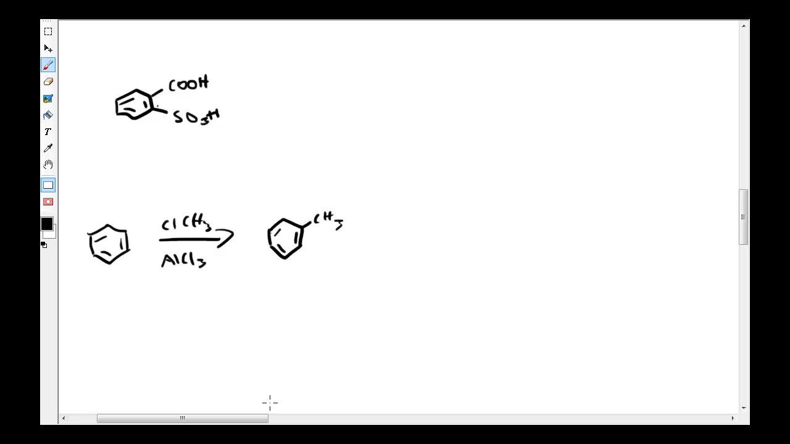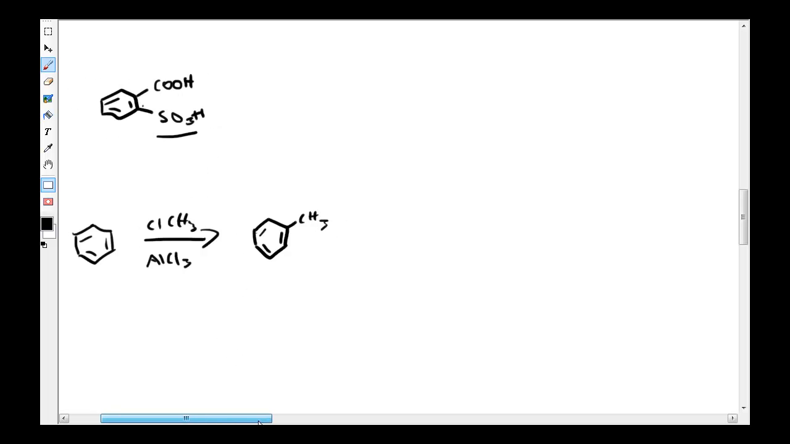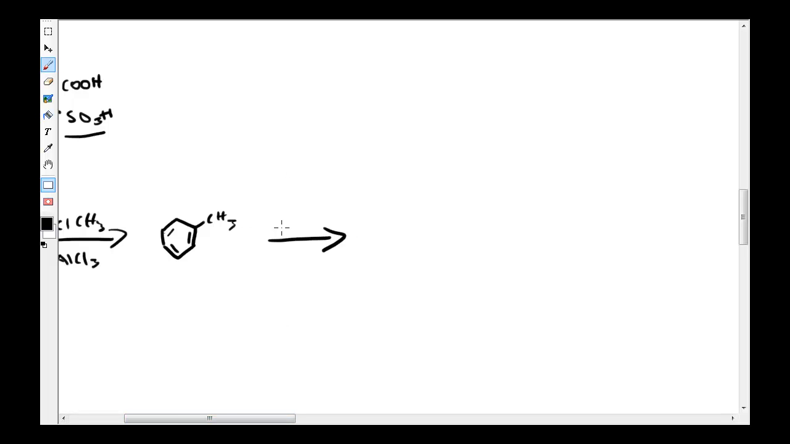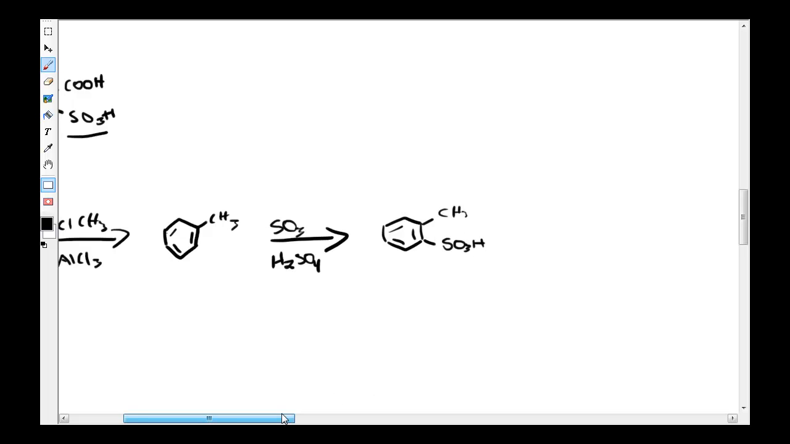We know that methyls or any hydrocarbon is going to ortho or para direct, and looky here, we want to para direct, or ortho direct, sorry. So now we can just go ahead and put on our reagents here. And you'll get CH3 SO3H.